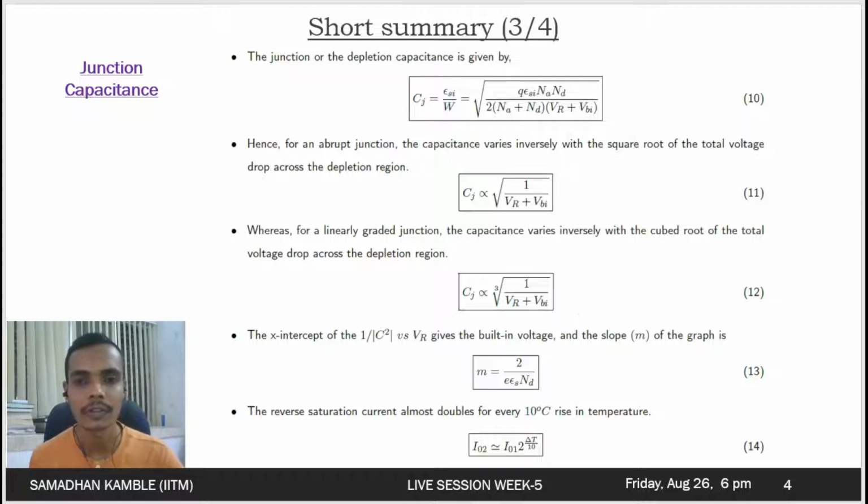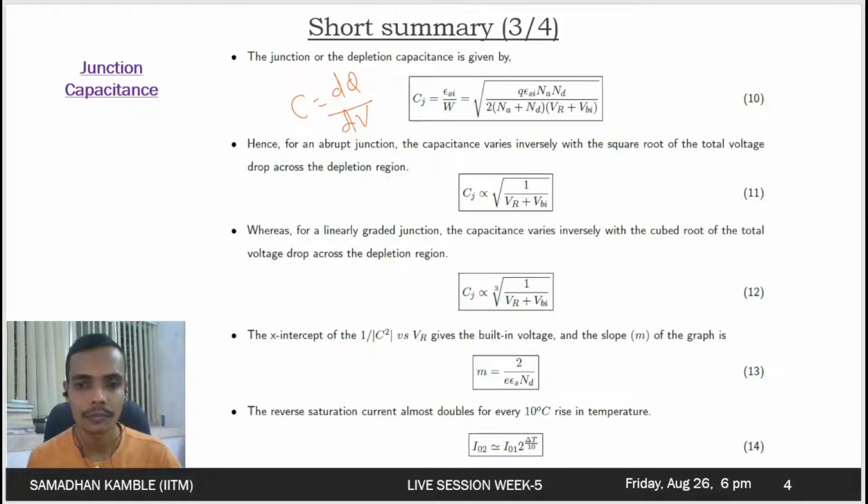The C depletion is generally denoted as Cj, and it is in units of picofarad per centimeter square, so it is capacitance per unit area. It is given by this relation Cj. We know that capacitance is dQ by dV. So the capacitance is a function of the depletion width, and in turn the width is a function of the built-in potential and the applied reverse bias voltage.